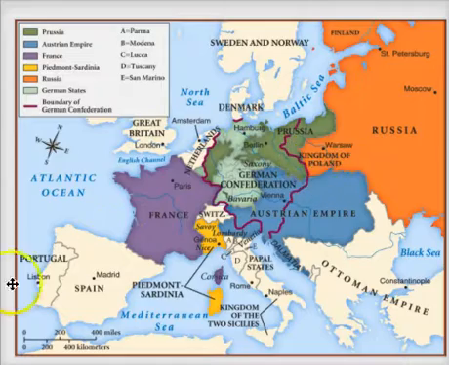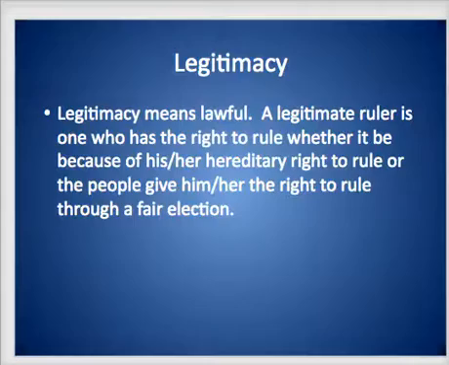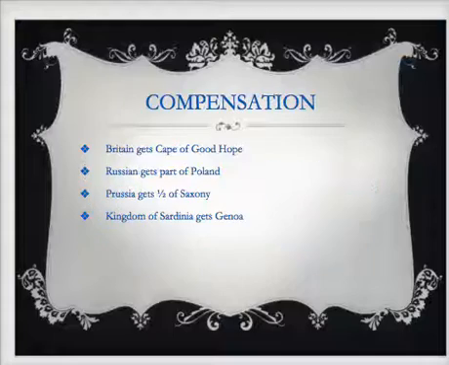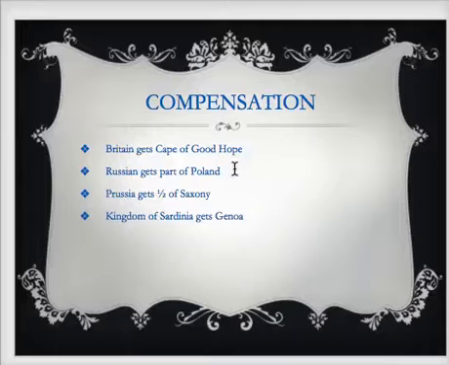They split Poland in half. They gave Russia some of Poland, but they did not give her all of Poland. Prussia only got half of Saxony. Prussia wanted all of this. We don't want to make those two countries too strong.